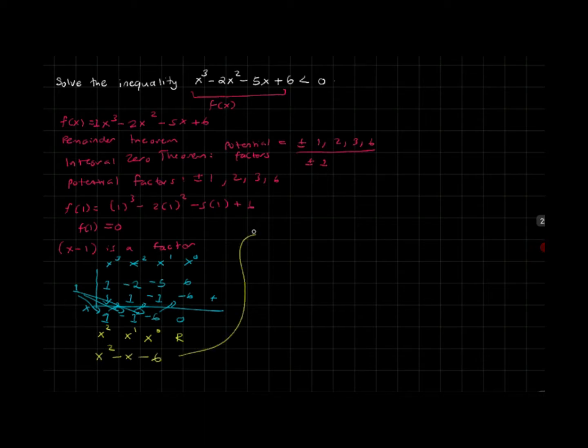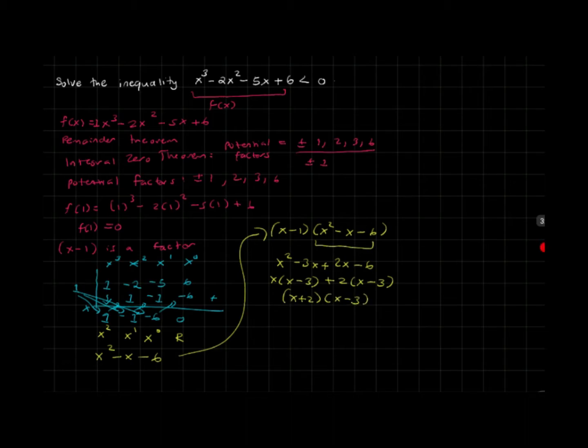So your factored expression for the time being is x minus 1 times x squared minus x minus 6. Then what you can do here is factor out the quadratic. If you do factor this out, you want two numbers to add up to negative 1 and multiply to negative 6. So you can try negative 3x plus 2x minus 6, and then you factor this by grouping, and you get x plus 2 times x minus 3. Okay, so this is our fully factored expression: x minus 1 times x plus 2 times x minus 3.